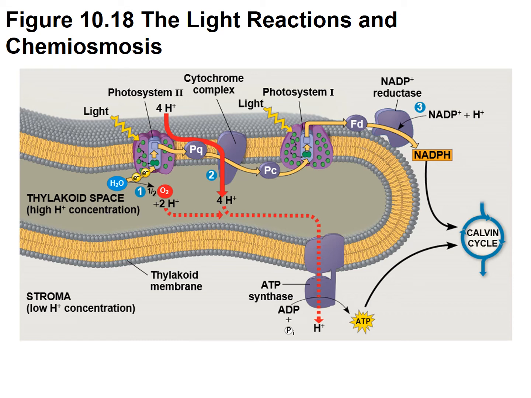So what's happening here? Light is hitting a pigment molecule in the light harvesting complex of photosystem 2. Water is being split. Energy is being funneled to the reaction center pair of chlorophyll A's, and one of its electrons is going to the primary electron acceptor. Oxygen is released when the water is split. The electrons travel down an electron transport chain. Light is going to hit photosystem 1.